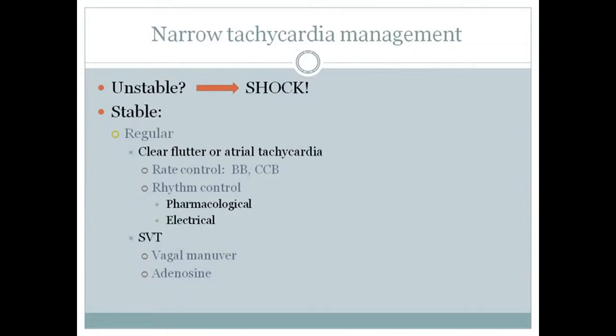If you're not clear and you're dealing with what you call a supraventricular tachycardia, do two things. First, be elegant and do a vagal maneuver. Vagal maneuvers: we talked about carotid sinus massage, pushing. Any other vagal maneuvers that you guys know?